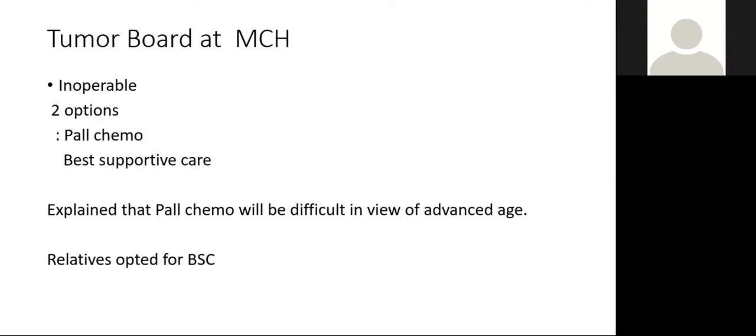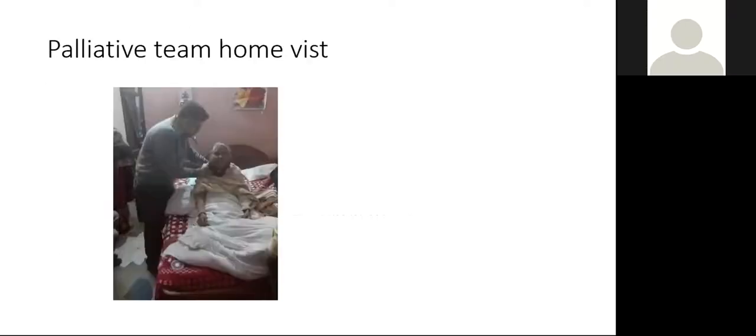Now, she is 72 years of age. Palliative chemotherapy would have been difficult. She was not in the best of condition. So after discussion with the family members, in view of the advanced stage and the side effects of palliative chemotherapy, we thought of best supportive care. And because by that time she was very weak, not able to come to the hospital regularly, we said that we will start visiting her at her home.